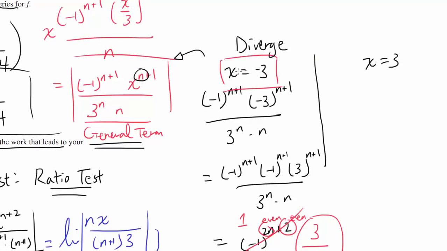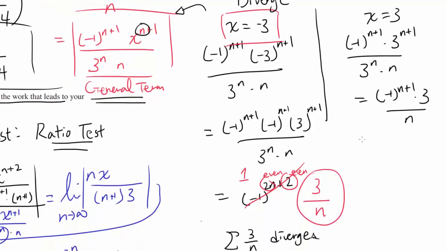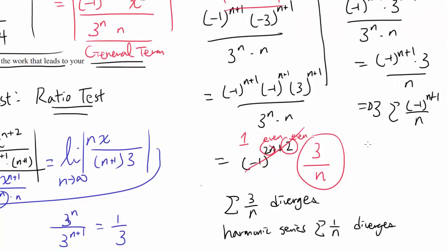How about +3? When x is +3, we have -1 to the n plus 1 times 3 to the n plus 1 over 3 to the n times n, which is -1 to the n plus 1 times 3 over n. So we have 3 times the summation of -1 to the n plus 1 divided by n. And what is this? That's the alternating harmonic series.